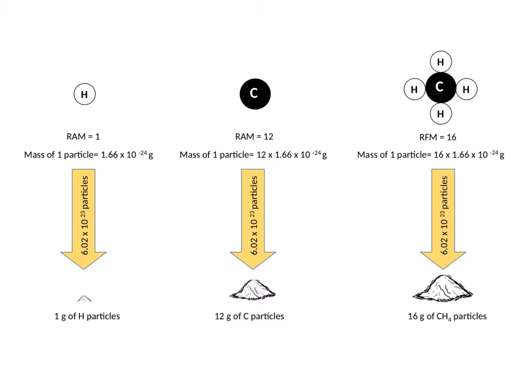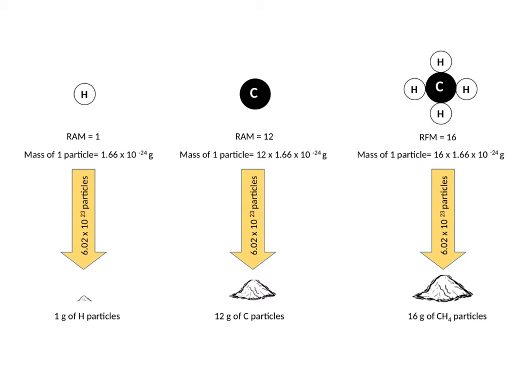So if we look at these examples, we've got two atoms, hydrogen and carbon, and from the periodic table we can see the relative atomic masses, the RAMs. For hydrogen it is 1 and for carbon it is 12. And then a compound of carbon and hydrogen, methane here, has a formula mass, an RFM, of 16, because it's made of 1 carbon and 4 hydrogens.